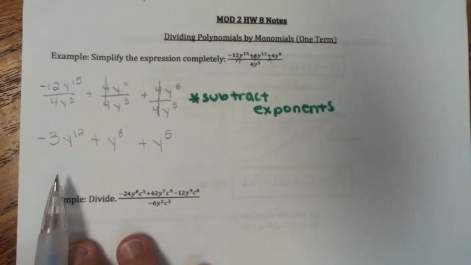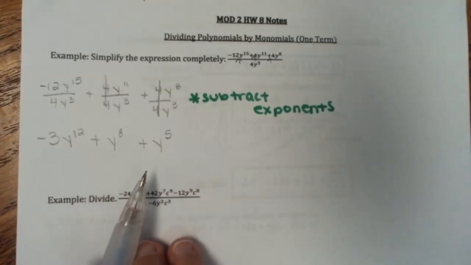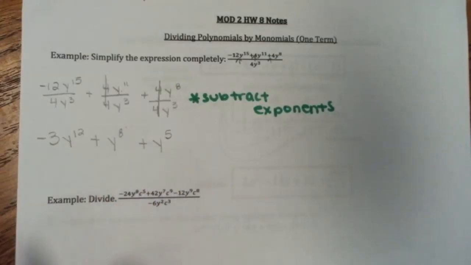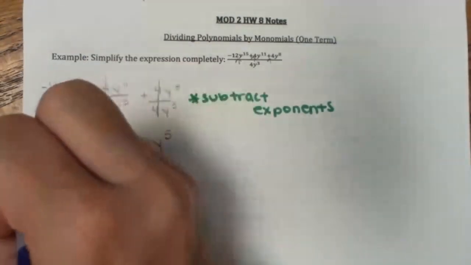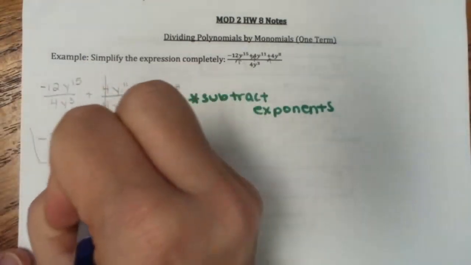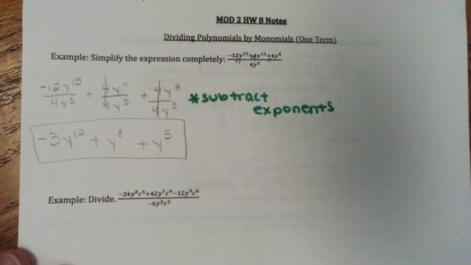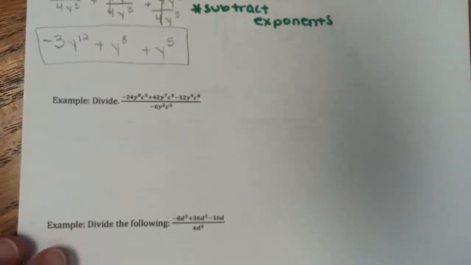So I have negative 3y to the 12th plus y to the 8th plus y to the 5th. These are not like terms because they all have different exponents. So this is our final answer. Negative 3y to the 12th plus y to the 8th plus y to the 5th.